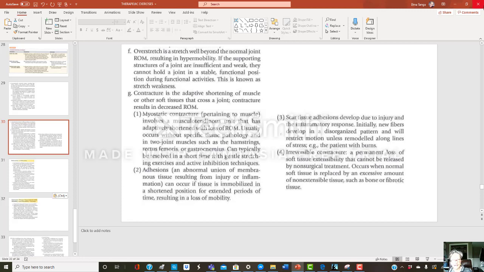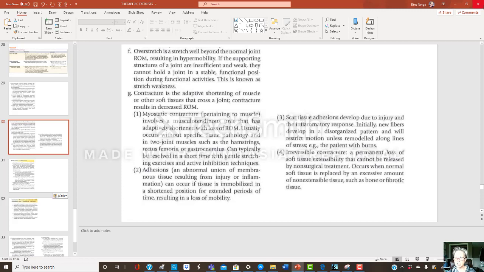Adhesions, an abnormal union of membranous tissue resulting from injury or inflammation, can occur if tissue is immobilized in a shortened position for extended periods of time, resulting in a loss of mobility. Scar tissue adhesions develop due to injury and the inflammatory response. Initially, new fibers develop in a disorganized pattern and will restrict motion unless remodeled along lines of stress. For example, the patient with burns.